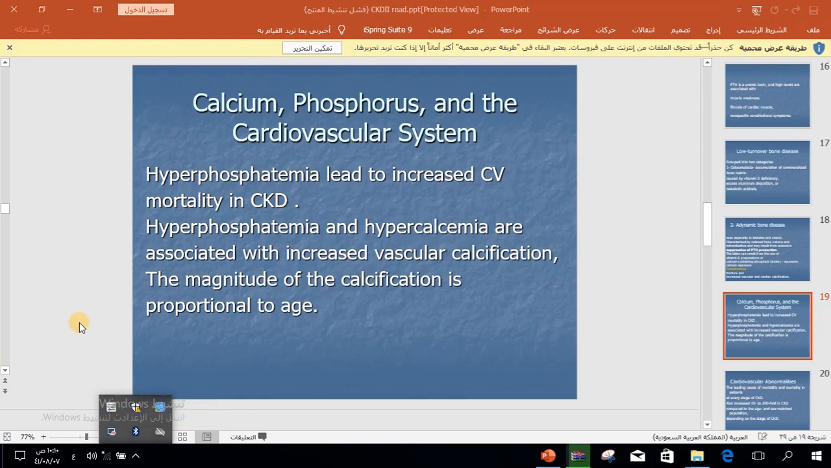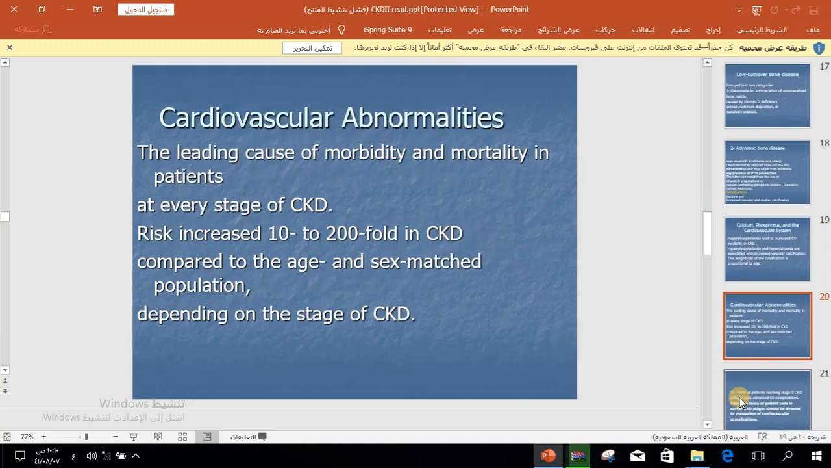Another aspect of calcium phosphate effect are the effects on cardiovascular system. Hyperphosphatemia leads to increased cardiovascular disease and mortality in cardiovascular disease, while hyperphosphatemia and hypercalcemia, which leads to increased calcium phosphate product, leads to vascular calcification. The magnitude of calcification is proportional to age. And once calcification of the endothelium occurs, this leads to atherosclerosis of the blood vessels, and ultimately this leads to cardiovascular abnormalities like ischemic heart disease or stroke.